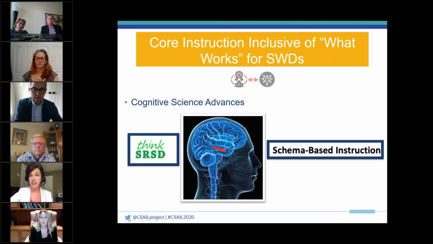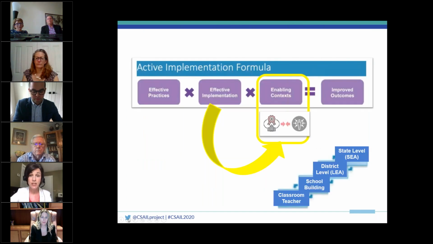I don't have time to speak to this, but cognitive science advances like SRSD writing, schema-based instruction, and word problems, I would put into this category as well. Next slide. So finally, we have to figure out what is the IT. I would say it's pedagogy that works for students with disabilities and all, then we have to implement with coaching. And then finally, the context has to enable, meaning removing barriers. And we get that, as Renee mentioned, with the policy practice feedback loop.